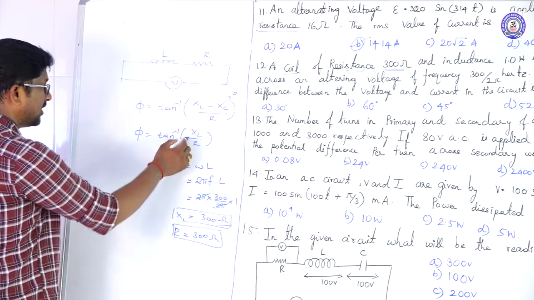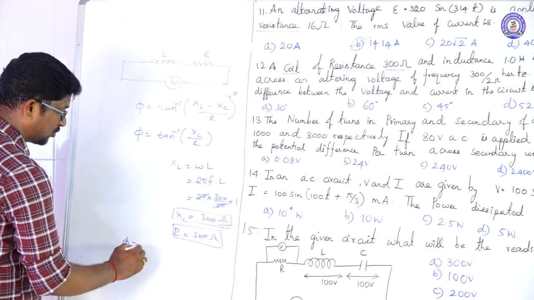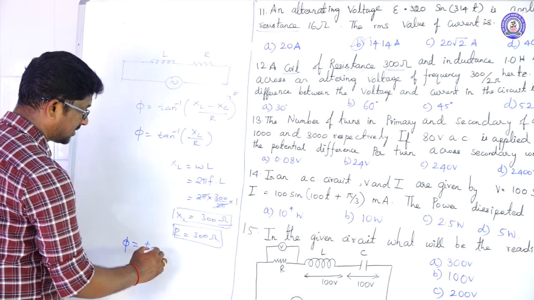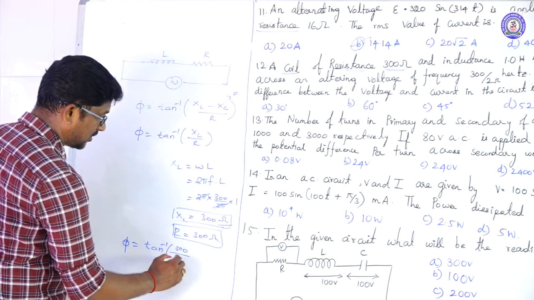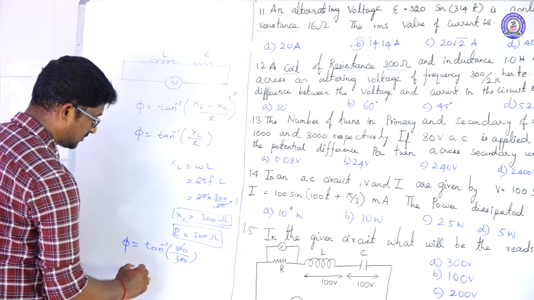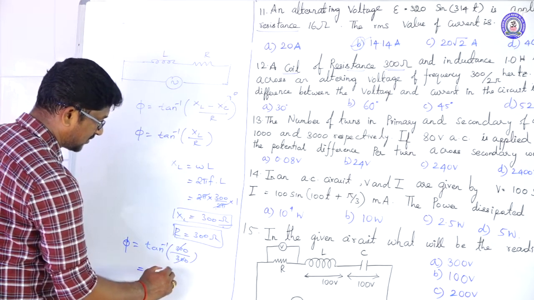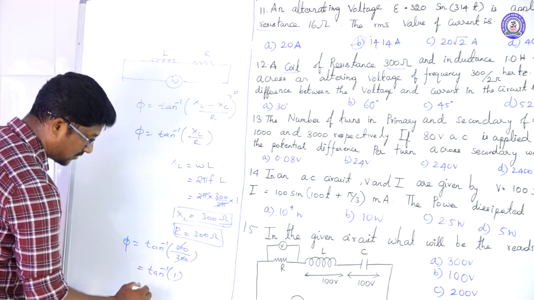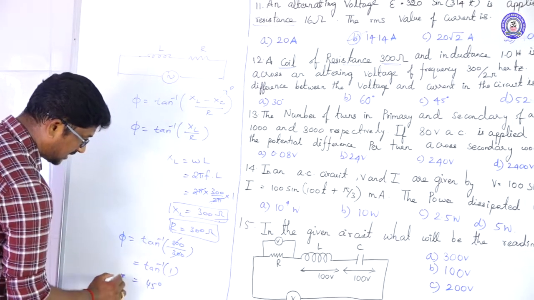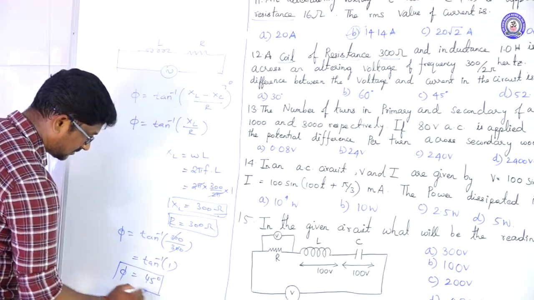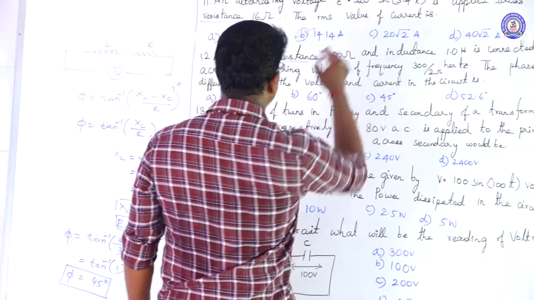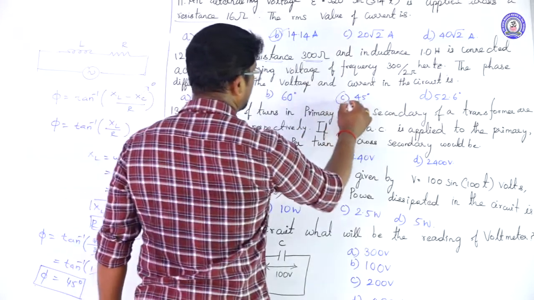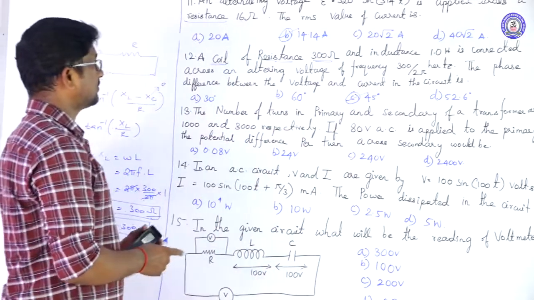Substitute XL value and R value here. Then the phase difference between voltage and the current, phi, is equal to tan inverse of XL value 300 and R value also 300. So tan inverse of 1, tan inverse of 1 is 45 degree. So the phase difference between voltage and the current in the circuit is 45 degree.